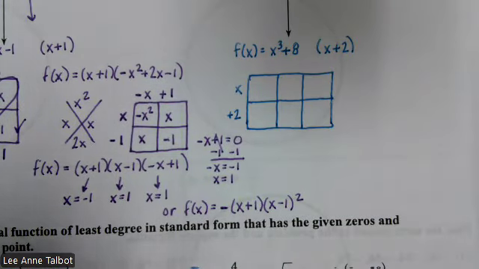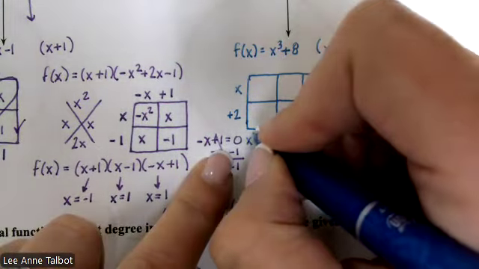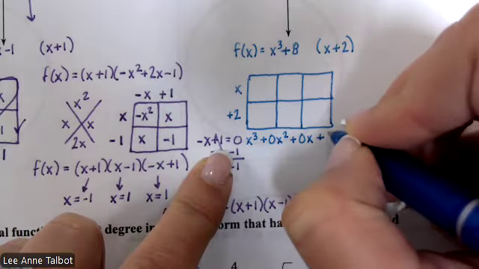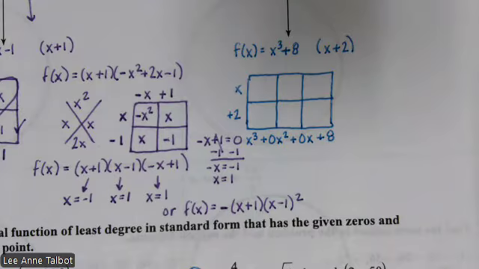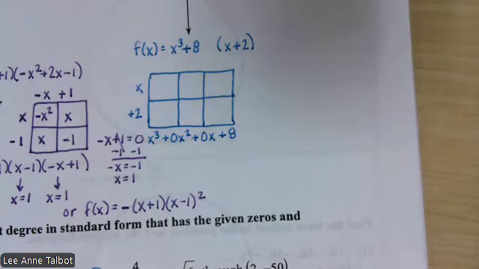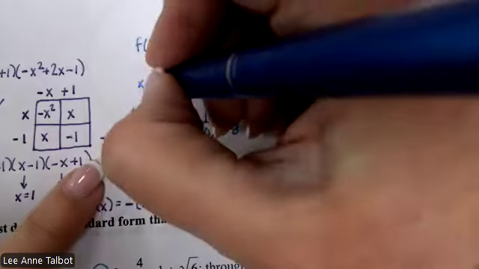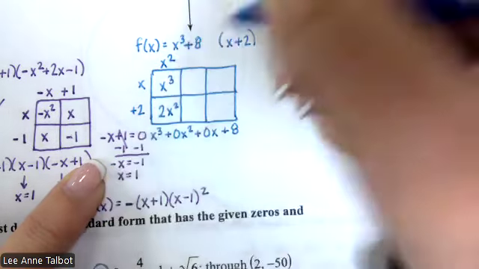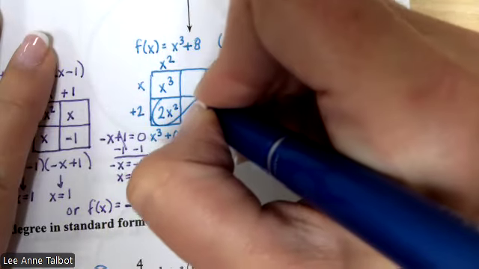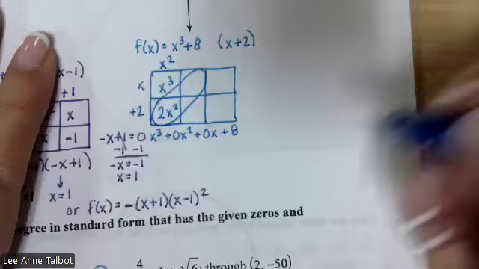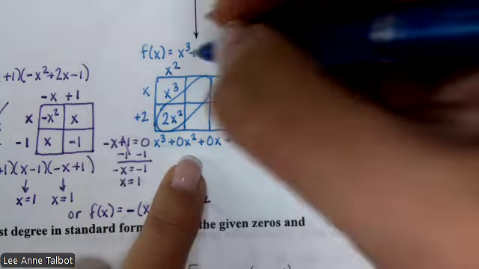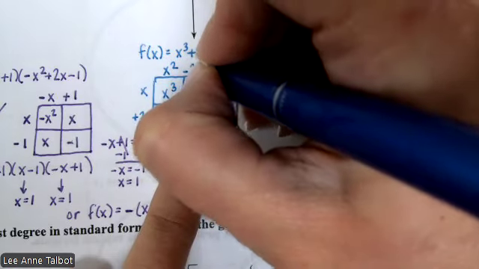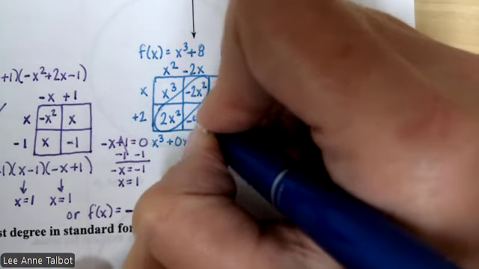Even though x cubed plus 8 is short, it's still a cubed. So I'm going to write x cubed plus 0x squared plus 0x plus 8 as my little placeholders. And I'm glad that we're doing one of these with the zeros. X cubed, x squared, 2x squared. I have 2, I need zeros, so this is -2x squared, -2x, -4x.